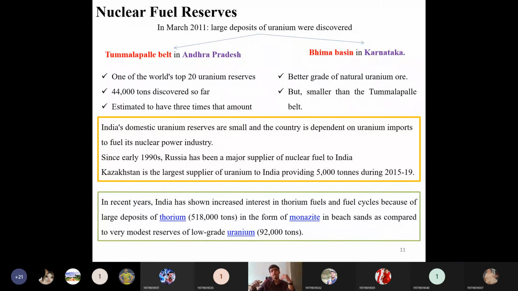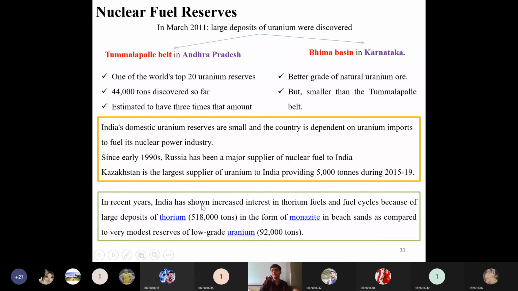So we have to import that one. We have an ore, a secondary ore. We have a low quality, low grade ore that we have to purify. We have to be advanced in that field, purification, concentration, and everything. But right now we are importing them from other countries like Russia, Kazakhstan. We are importing the nuclear reserves.